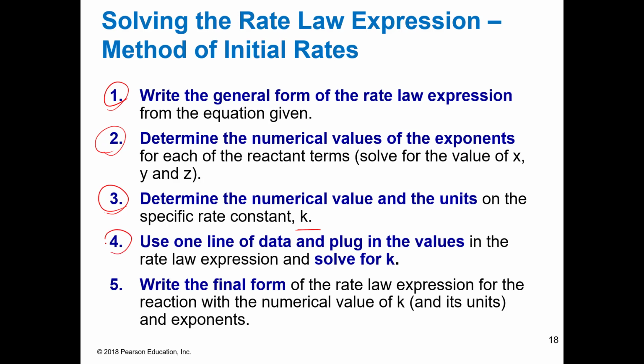Then you're going to use a line of data. Remember, we have to use experimental data to do this. We're going to use one line and plug those values in and see if we can solve for the actual value of k. And then we're going to write the final form of the rate law expression for the reaction using the numerical value of k and its exponents.